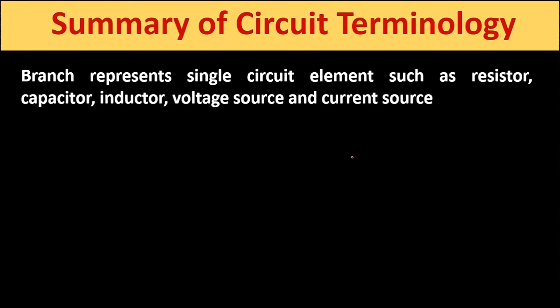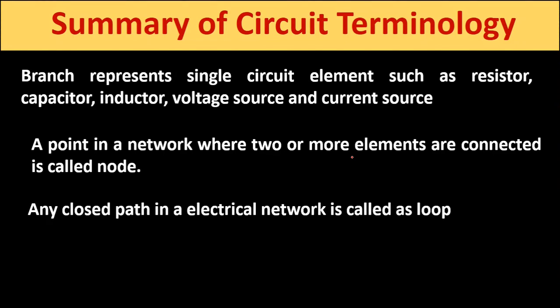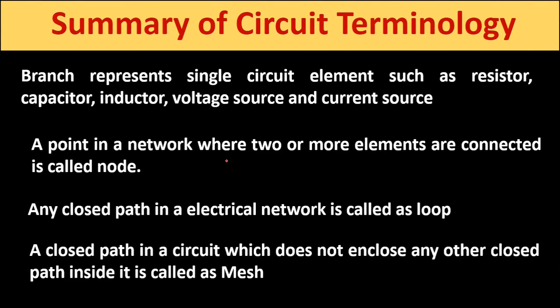Now we will summarize all the circuit terminology which we have studied in this class. First one is branch, which represents single circuit elements such as resistor, inductor, capacitor, voltage source and current source. Second one is node, which is a point in the network where two or more elements are connected. Third one is loop. Loop is any closed path in the electrical network. And fourth one is mesh. Mesh is a closed path in the circuit which does not enclose any other closed path inside.